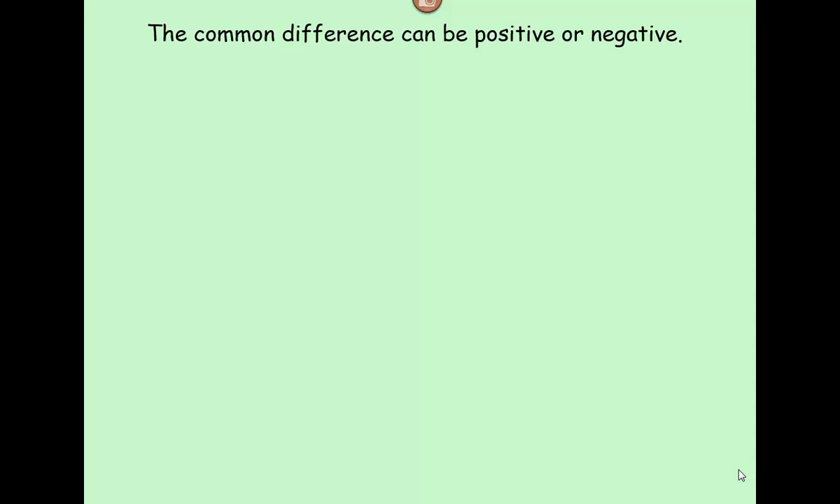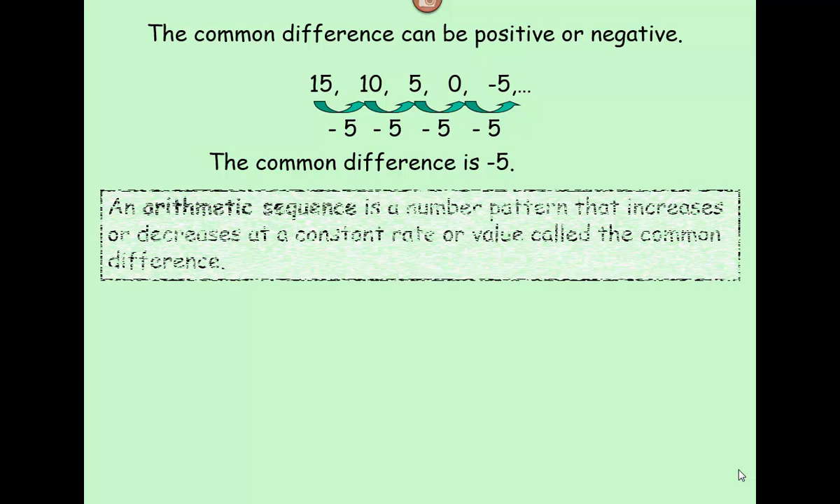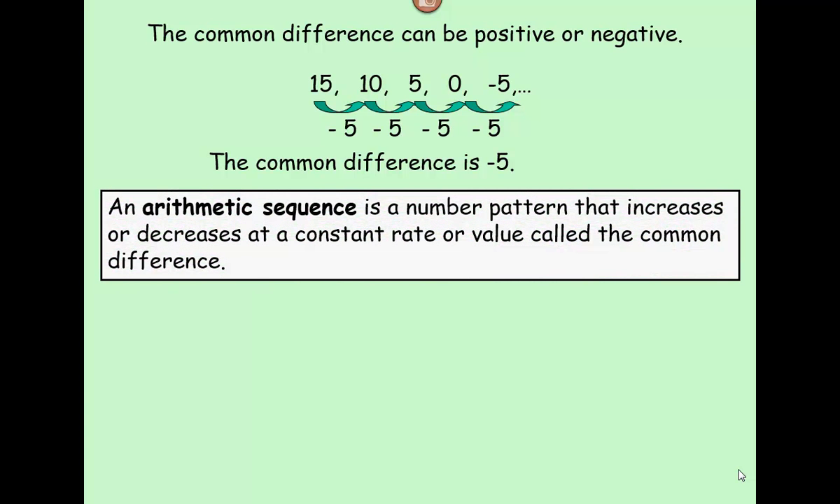So the common difference doesn't have to just be positive. We can subtract from going from one term to the next. So for example here we subtract 5 each time. It's a negative 5. So the common difference we say is negative 5. So adding or subtracting a common difference has no difference on the fact that it is an arithmetic sequence. So that common difference is important.